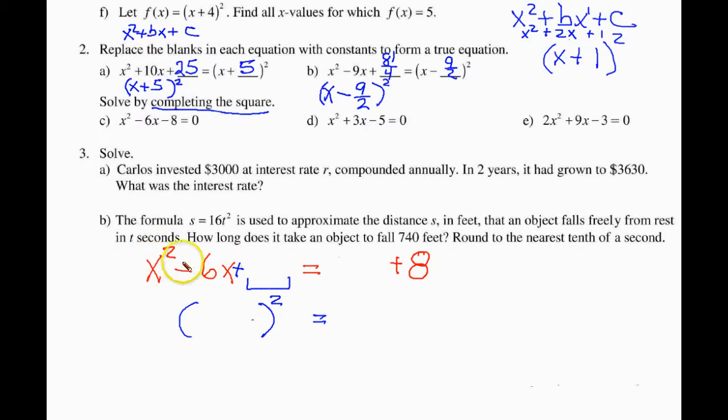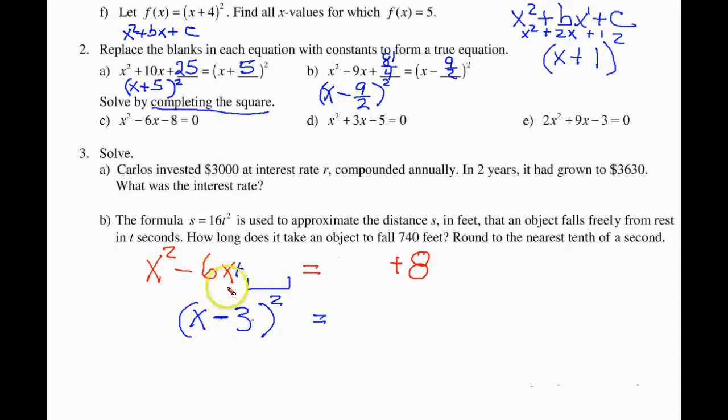Now, what did we say we do? Well, we take our x and put that x right there. We take our negative sign and put that right there. Now, we look at our b term. Our b term is a negative 6. What do we have to do to that b term? And we take half of it. What is half of a negative 6? A negative 3.